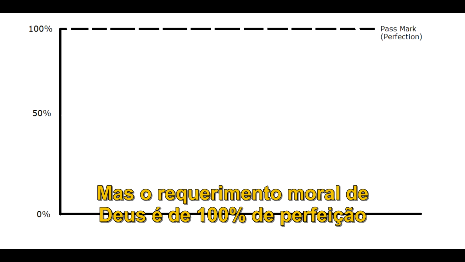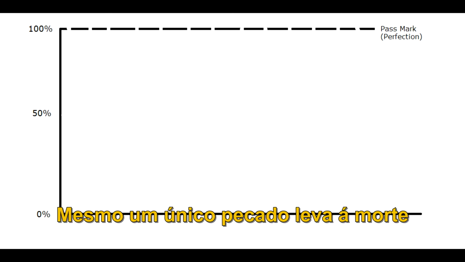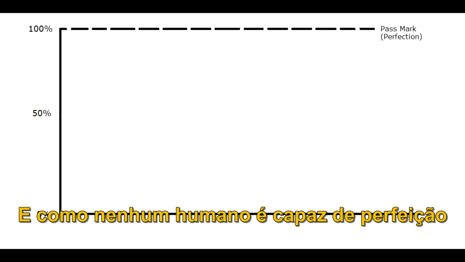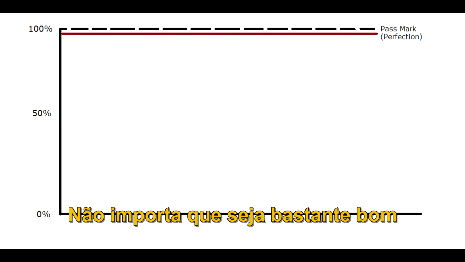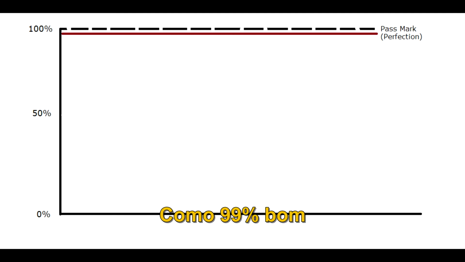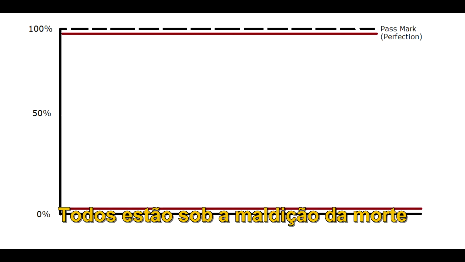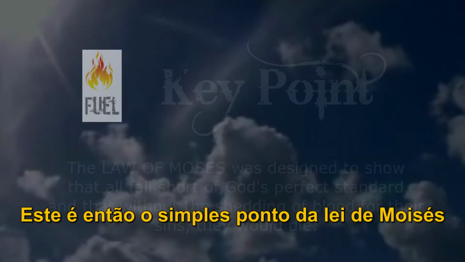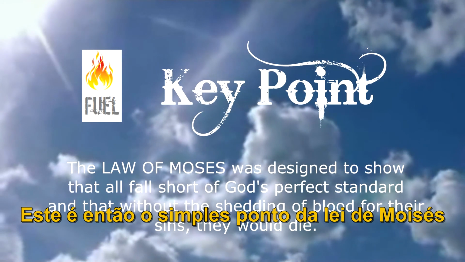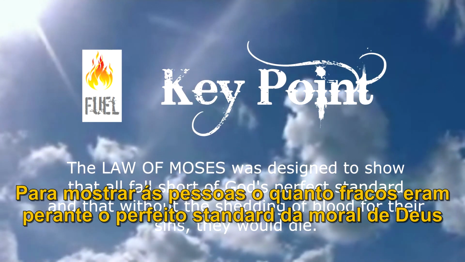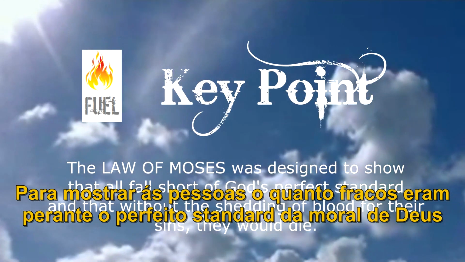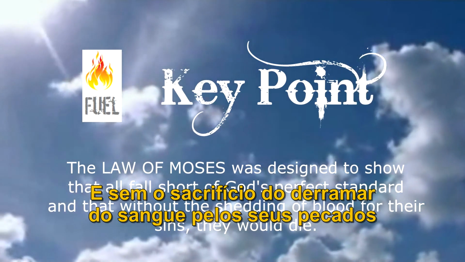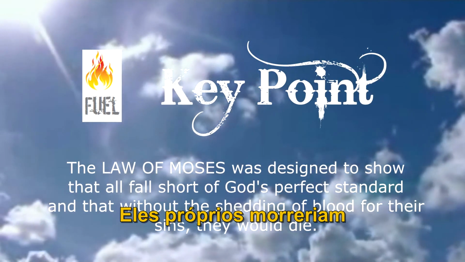Now, God's moral requirement was actually 100% perfection. Even one sin would lead to death, and since no human is capable of perfection, it doesn't matter whether they were quite good, say 99% good, or 1% good. Everyone was under the curse of death. This was simply the point of the law of Moses then, to show the people that they fell short of God's perfect moral standard, and that without the sacrificial shedding of blood for their sins, they themselves would die.